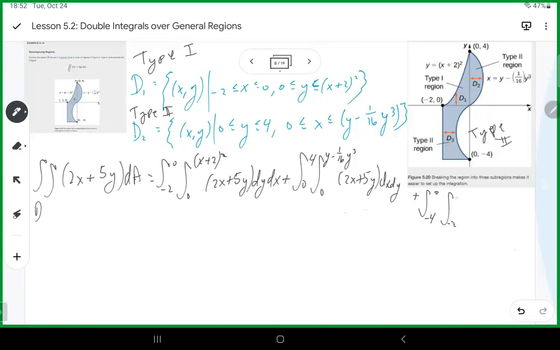It's -2y minus 1 over 16 y cubed. You can see why they didn't write D3 out, because it's pretty similar to D2. It just goes, instead of starting at 0, it starts at -2. But otherwise, it's the same. All right.